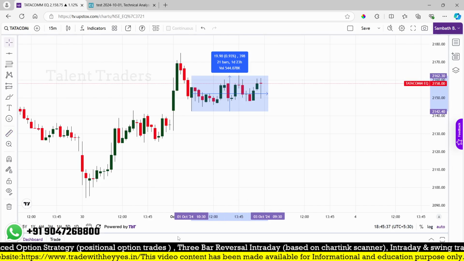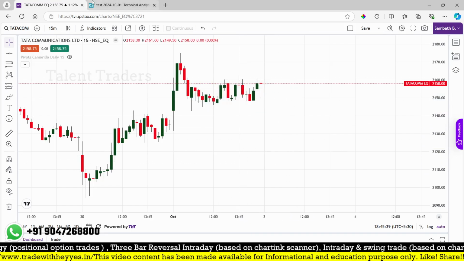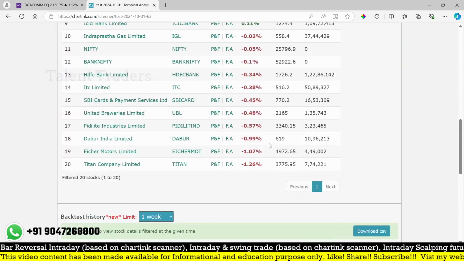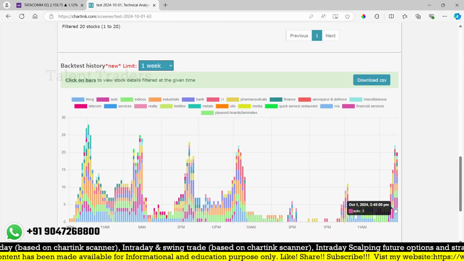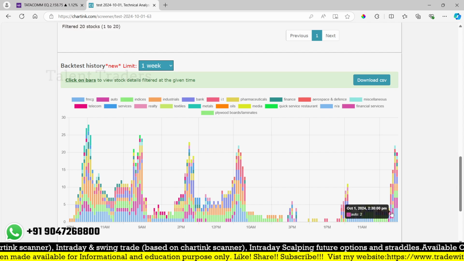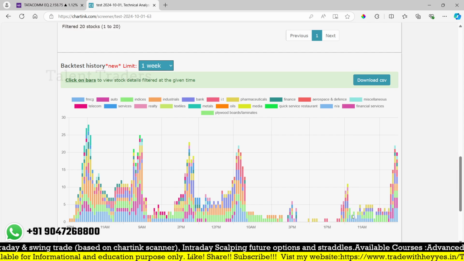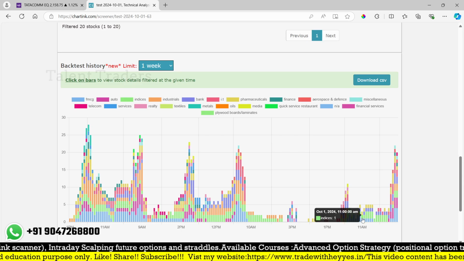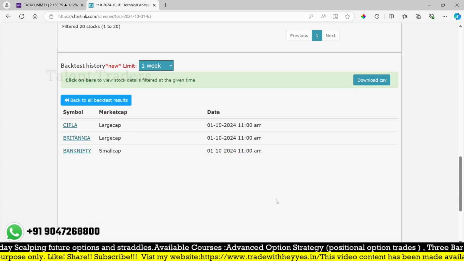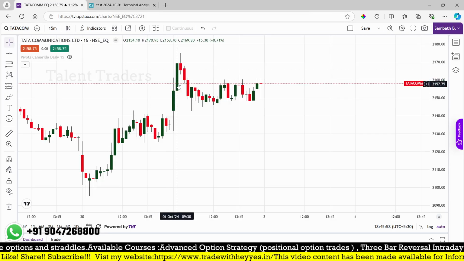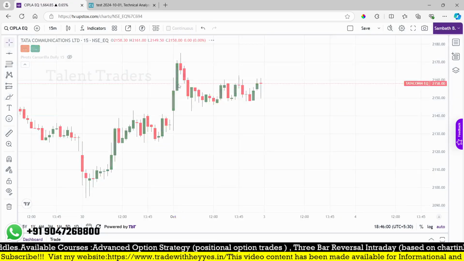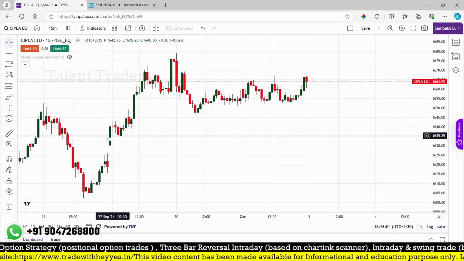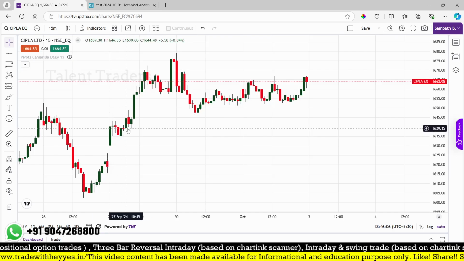So maybe we can expect such a kind of breakout which happened on those. So you can check this in any backtest report maybe, for example here. So a lot of stocks came. So we need to modify. 11 o'clock Cipla. Let me check. Even we can make a tight consolidation. 11 o'clock Cipla.